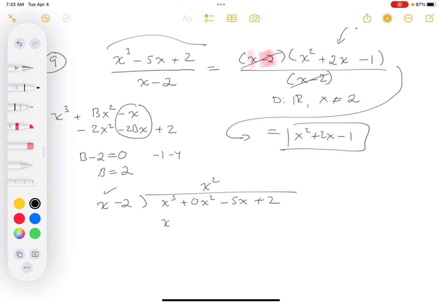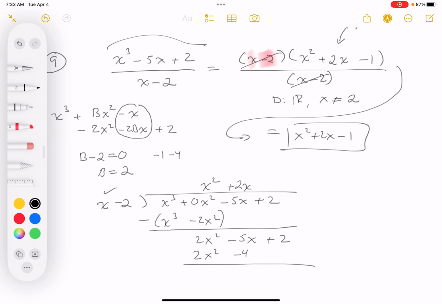What do you get? X cubed. X squared times minus 2 is minus 2x squared. What a lot of people do now is subtract by writing that down. Some people do it in their head. Whatever works for you. I can say 2x squared. Drop the places down. And then what do I get here? Plus 2x. So let's see, 2x squared. And then you're going to get minus 4x.